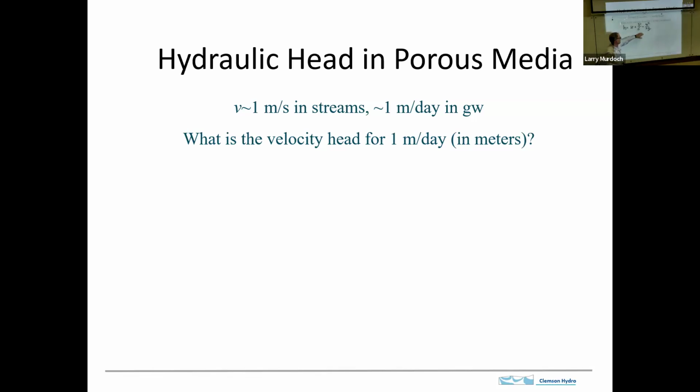Now, what I want to do is take a look at this. This is the velocity head from the kinetic energy. And I want to look at it for two cases, for the flow in a stream and the flow in groundwater. Okay, so the flow of the stream, if you went out to 18-mile creek, we have a class out there and we measure the velocity. And it moves along like this, something like that.